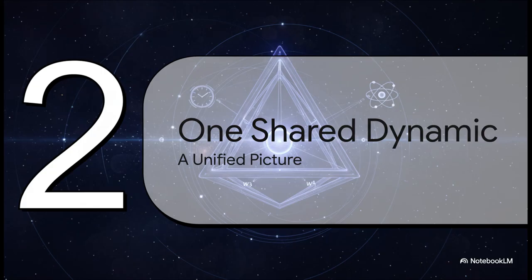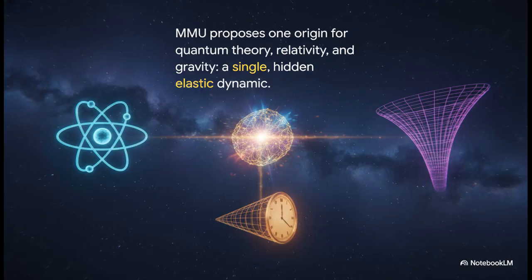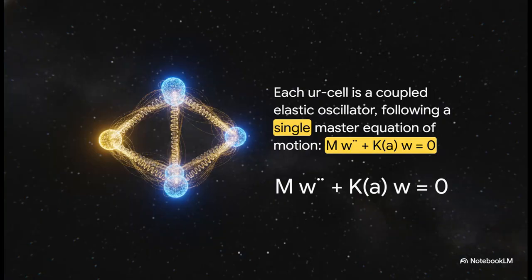All right, so we've got this wild new structure, but how does it build a unified picture of physics? Well, the central claim of the MMU is that all of physics can be derived from just one shared underlying dynamic. So instead of juggling separate laws for quantum mechanics, relativity, and gravity, the MMU says, nope, let's start over. It proposes they all begin from one single common origin, a hidden elastic motion happening inside these cells. And this equation you're seeing? This is the engine of the whole framework.